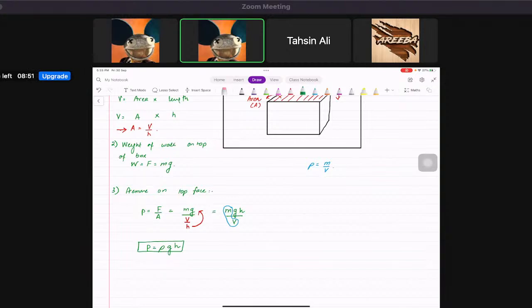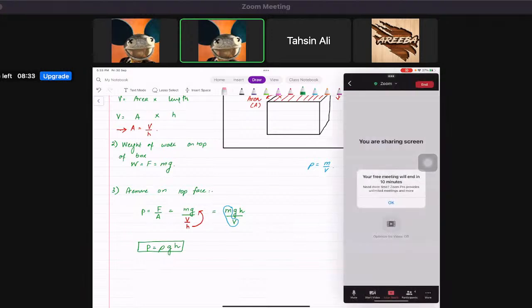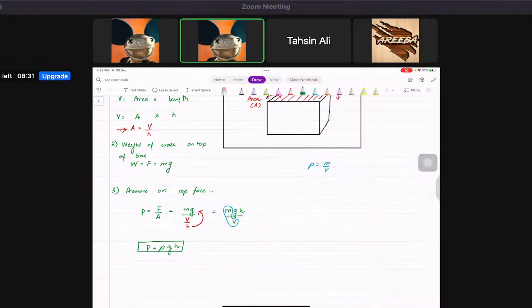Okay. So now, shall we go forward then? Tessin and Reba. Okay. In 10 minutes, please rejoin the same link. Okay. Tessin, is it clear? When the meeting ends in 10 minutes, you have to rejoin the same link that I sent you. Okay.